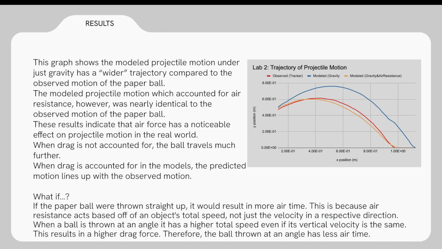Now, this graph shows the modeled projectile motion under just gravity has a wider trajectory compared to the observed motion of the paper ball. The modeled projectile motion, which accounted for air resistance, however, was nearly identical to the observed motion of the paper ball.